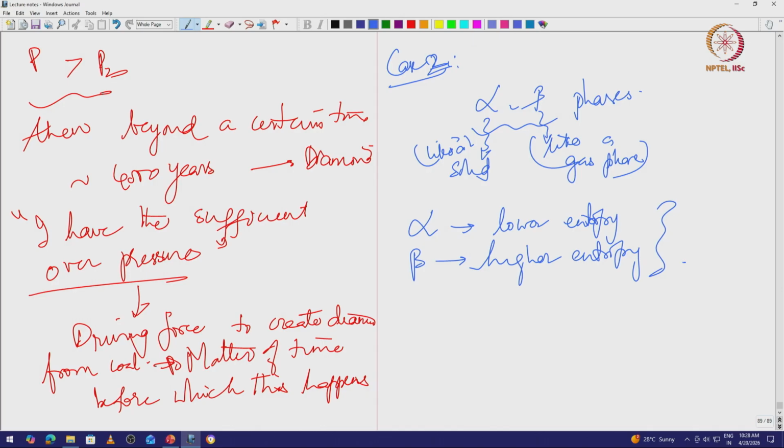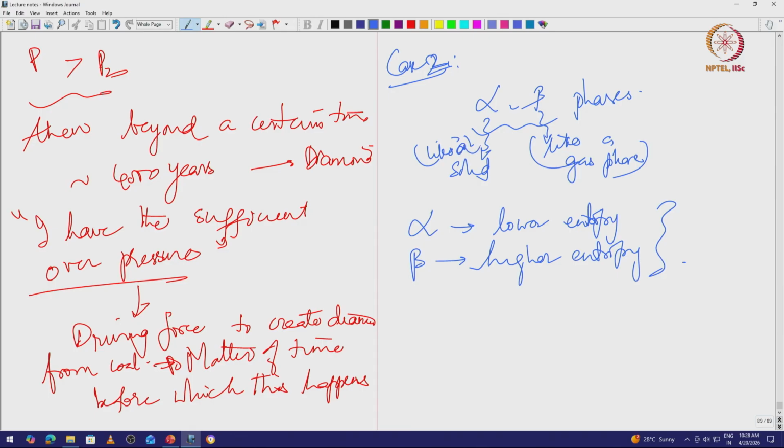Okay. Typically, lower entropy corresponds to lower volume, and higher entropy corresponds to higher volume, but it is not always the case. In case of water, this is not valid. Okay. So, we will look at that phase diagram later.